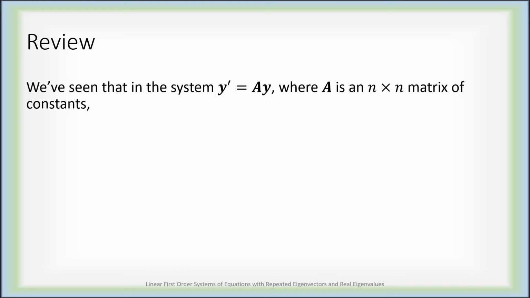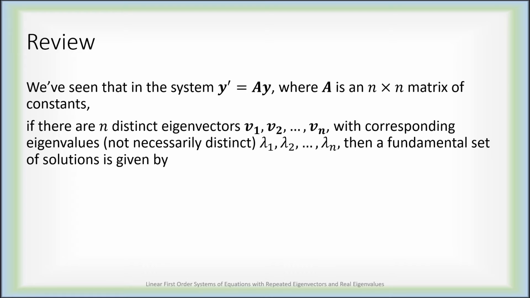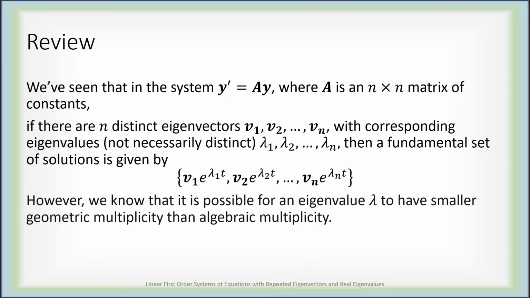So we saw in the system y prime equals Ay, where A is a matrix of constants, that if there are n distinct eigenvectors, v1 through vn, with corresponding eigenvalues lambda 1 through lambda n, which do not have to be distinct from one another, then you can make a fundamental set of solutions by taking the eigenvectors times e to the eigenvalue times t.